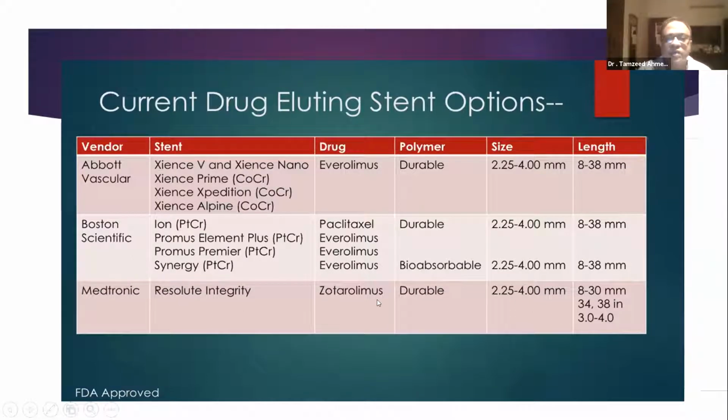Medtronic and Resolute Integrity, they use the drug zotarolimus. It uses a durable polymer. The stent sizes are available from 2.25 to 4 millimeter and the length up to 38 millimeter.